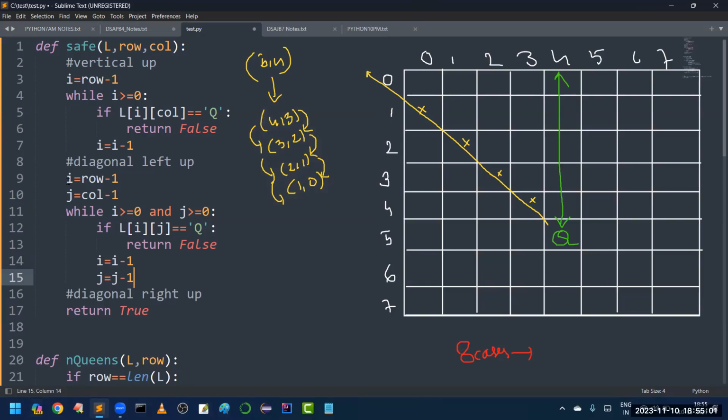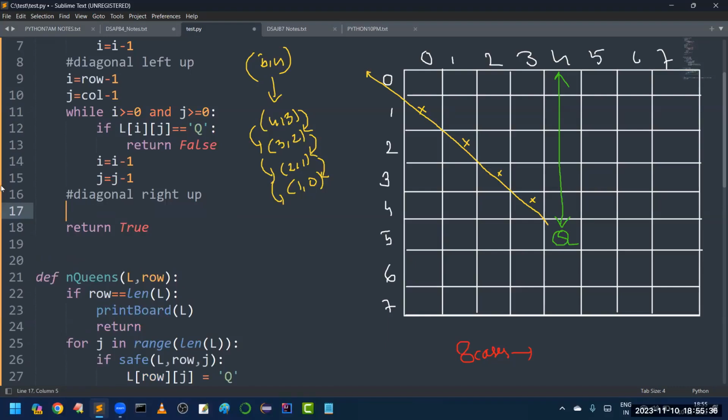Like that we have to take. We are taking i is equal to row minus 1, j is equal to column minus 1. Both are greater than or equal to 0 or not, I am checking. If both are, we are verifying in L of ij, is there any queen or not? If any queen is there, we are going to return false. Otherwise, we will go for the next iteration. Like that, we are going to check. Please confirm, is this the diagonal left up condition? Is it clear? Yes, sir. Right.